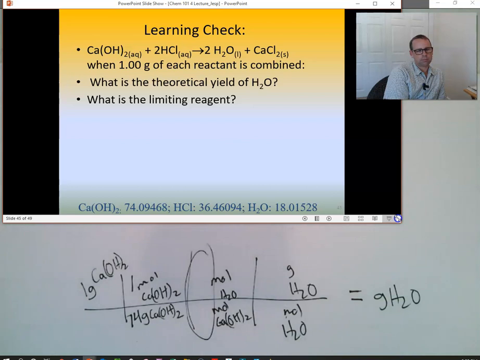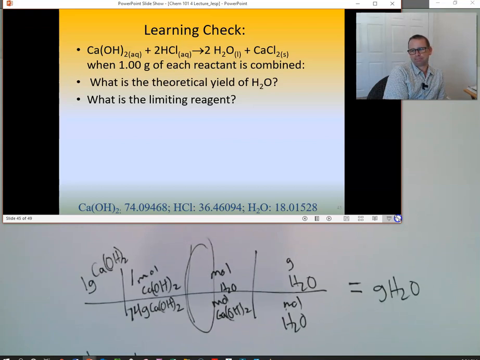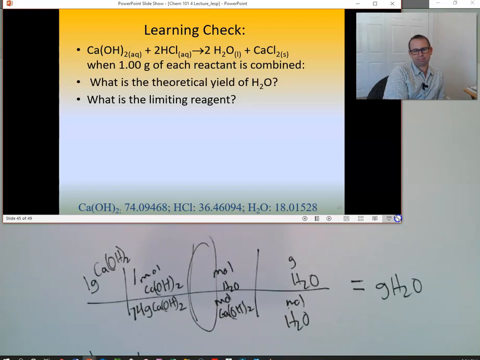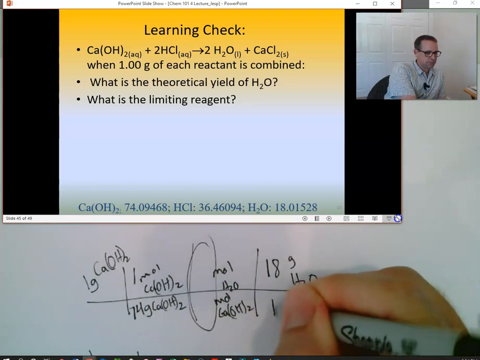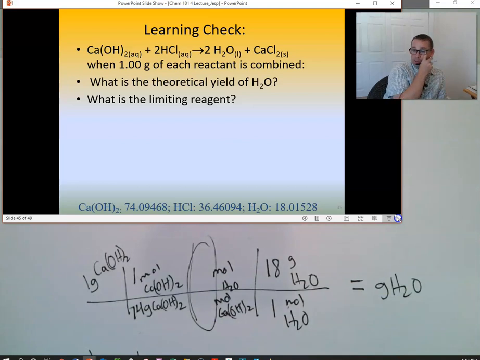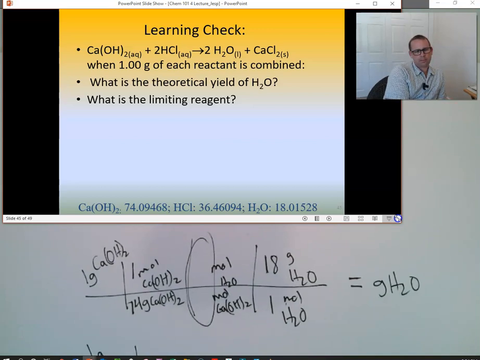Where do you get that? That's our equation, right? Okay, so we got the grams. Now, 18 for the water over here? Yeah, 18 grams for every mole of water. That's over there. And then the moles, the molar ratio, is throwing me off.